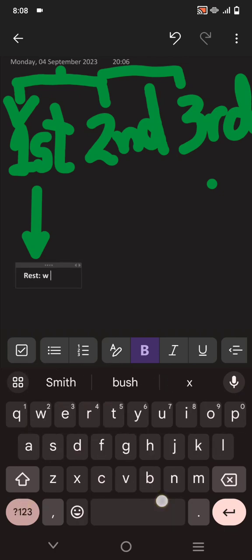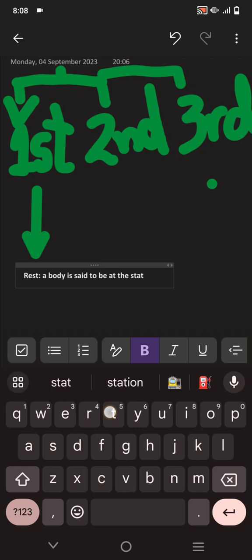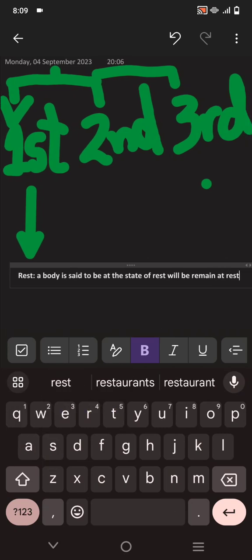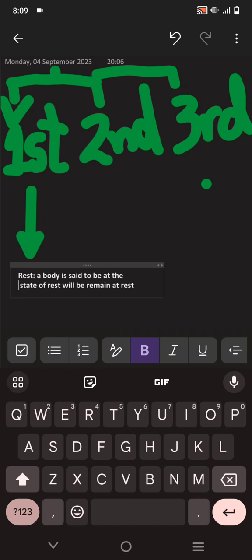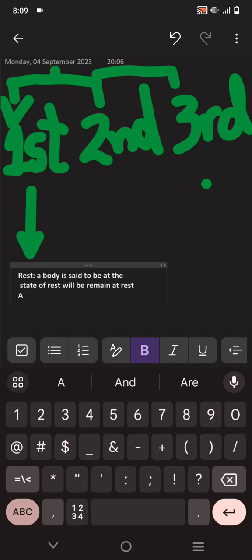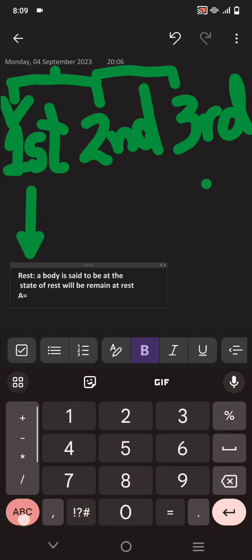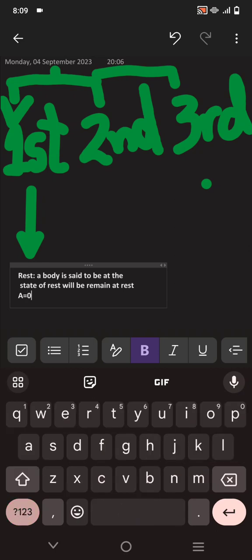Rest means a body is said to be in the state of rest. I'm just giving you the simple definition. A body that is at rest will remain at rest. But in this case, the acceleration would be equal to 0 because the body is at rest.